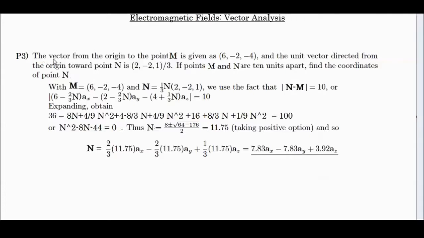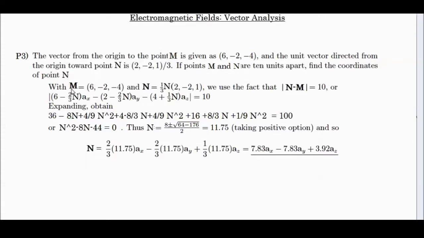The vector from the origin to point m is given to be 6, minus 2, minus 4, and the unit vector directed from the origin towards the point n is given to be 2, minus 1, 2, over 3. This is the unit vector directed from origin towards the point n. This is not the point n itself, but a unit vector directed towards point n. If points m and n are 10 units apart, find the coordinates of the point n.